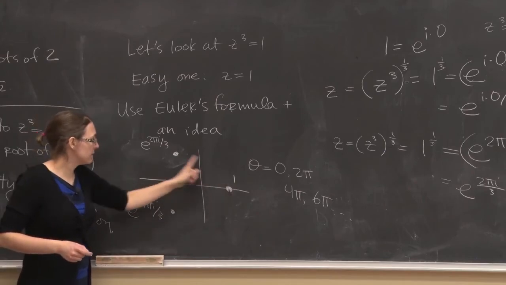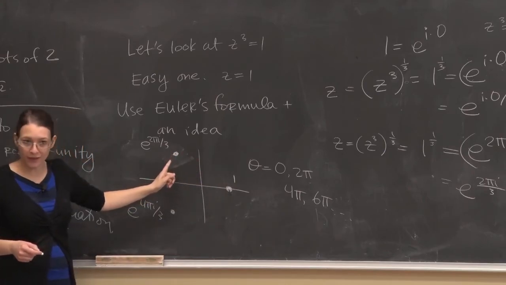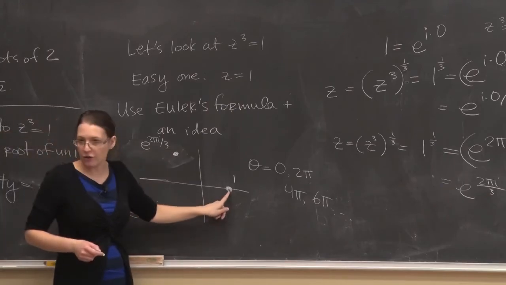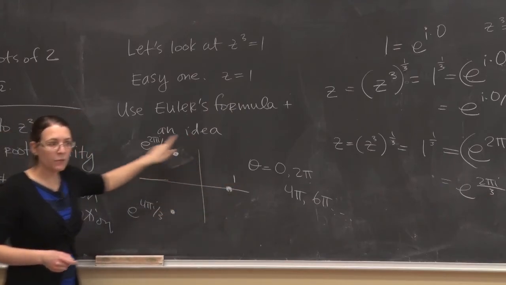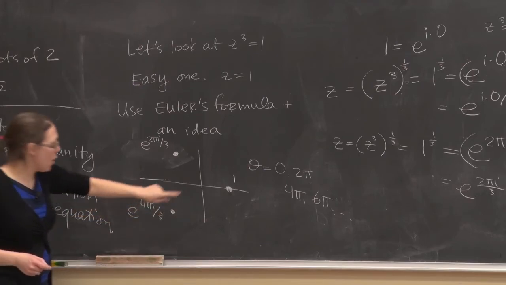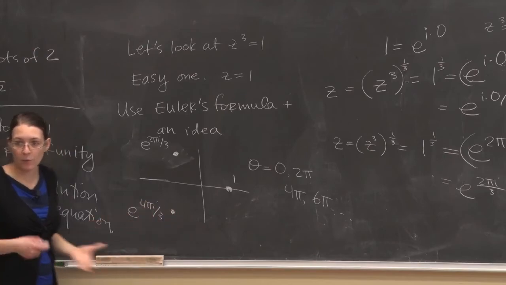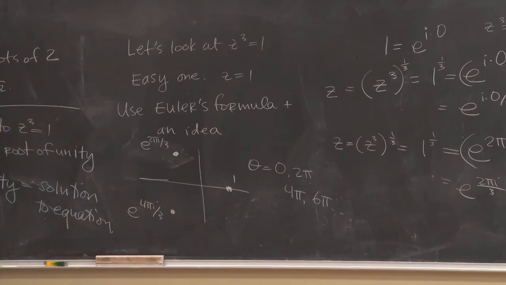Like this is 120 degrees. This is 120 degrees. And this is 120 degrees. So there are 3 roots of unity. They're all on the unit circle, and they're like 120 degrees apart. And that will be true for every root of unity.